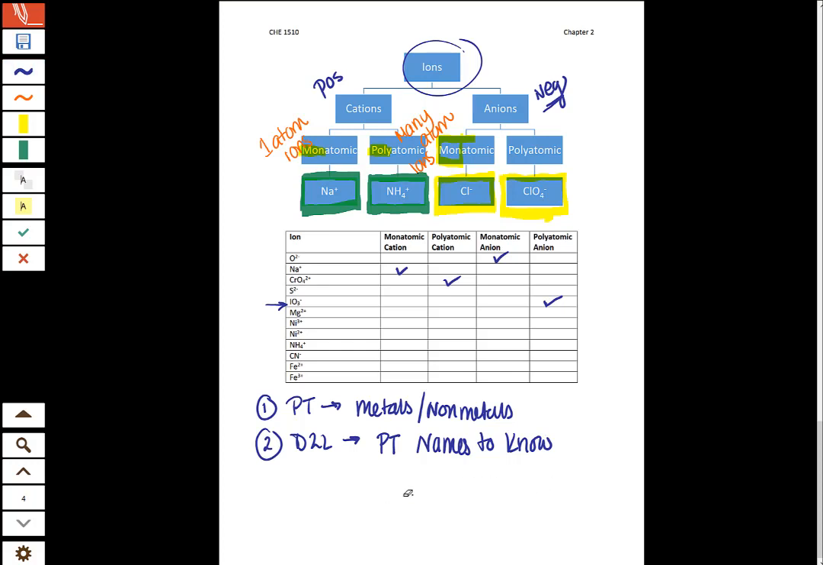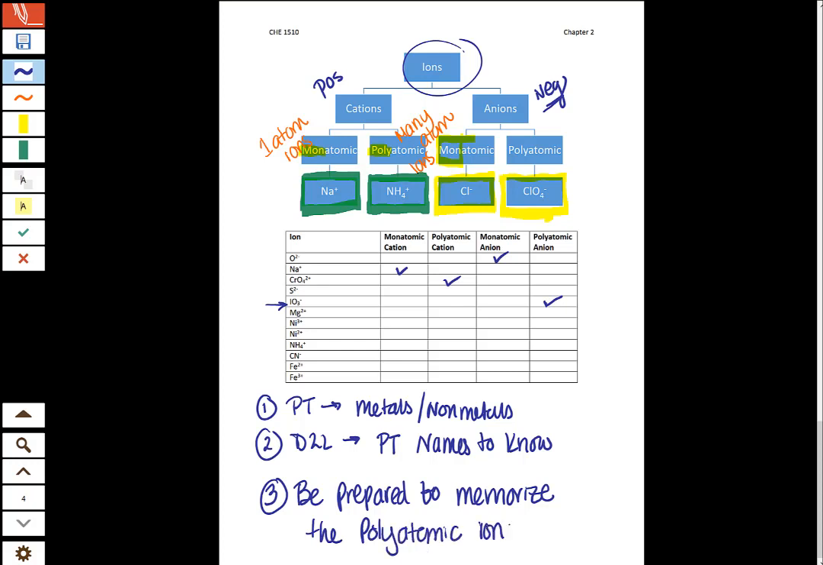And then finally, you are going to, oh, what was the other one? Trying to remember now. I thought there was a third one. Well, let's just say be prepared to memorize the polyatomic ions. And I bet you the polyatomic ion sheet is posted on Desire to Learn if you want to get a head start.